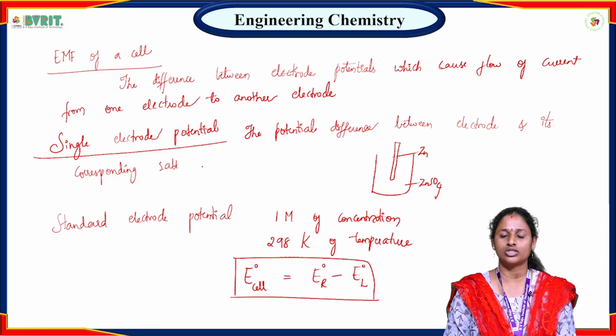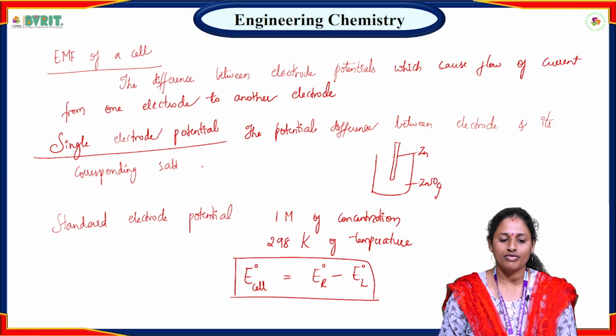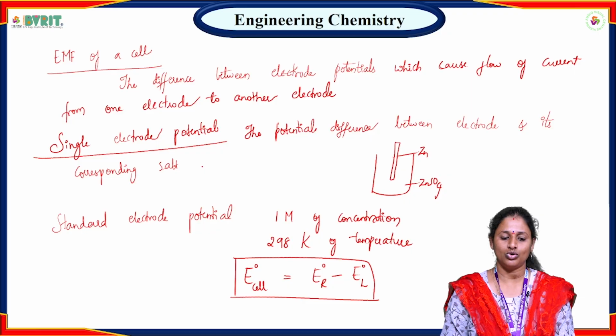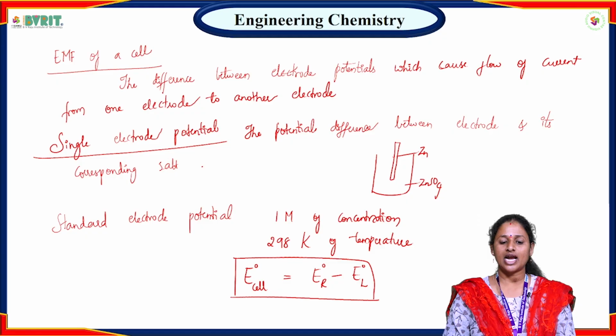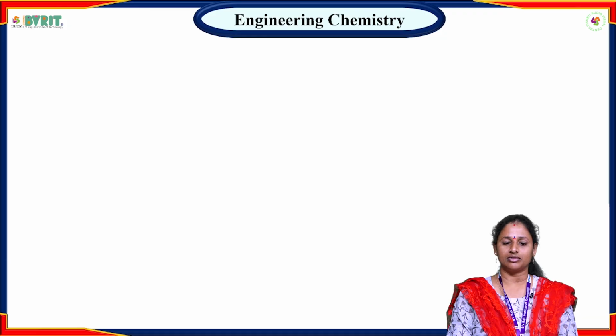So here the EMF of a cell is the potential difference between the electrode potentials in both the half cells, that is oxidation and reduction, where the flow of current takes place from one electrode to the other electrode. Single electrode potential is the potential difference between an electrode and its corresponding salt, that is a Zn rod immersed in its ZnSO4. The potential difference that arises is known as single electrode potential. And the standard electrode potential is the potential value under standard conditions: if the concentration is 1 molar and the temperature is 298 Kelvin, then we represent it as E naught, that is standard electrode potential.